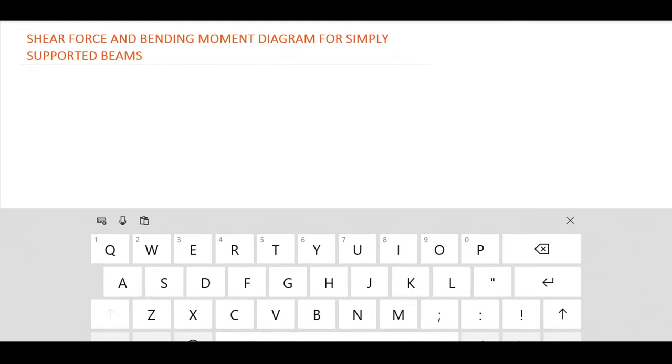To understand shear force and bending moment diagram for simply supported beam, let's consider a simple case. Here the beam is simply supported beam of span L. RA is the reaction at point A and RB is the reaction at the support point B. Consider a point load W at point C, that is at distance A from B.